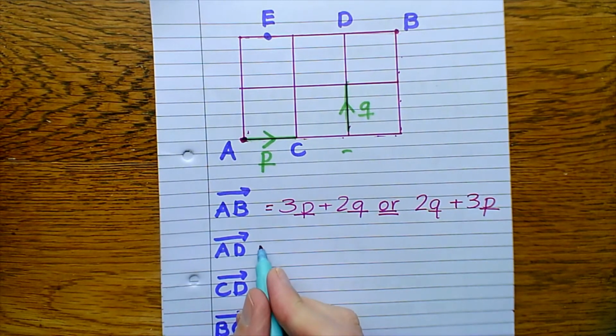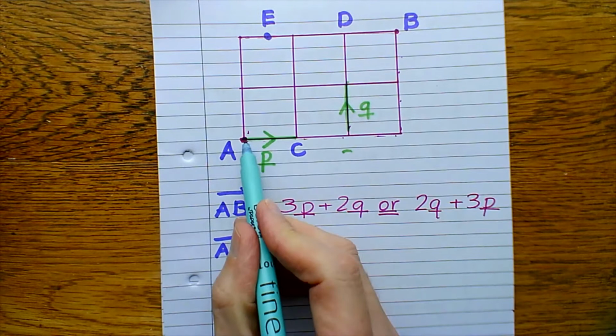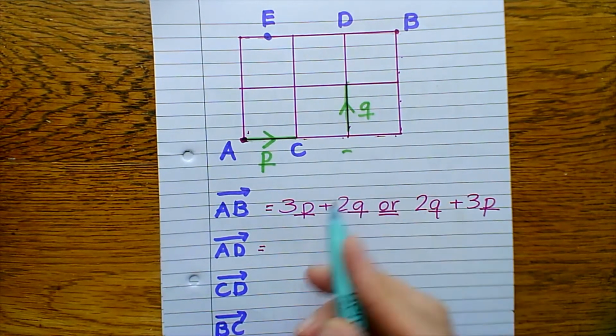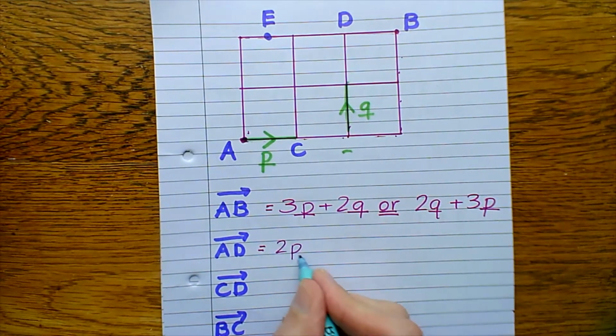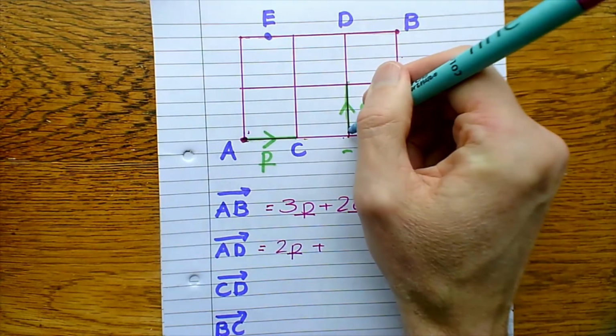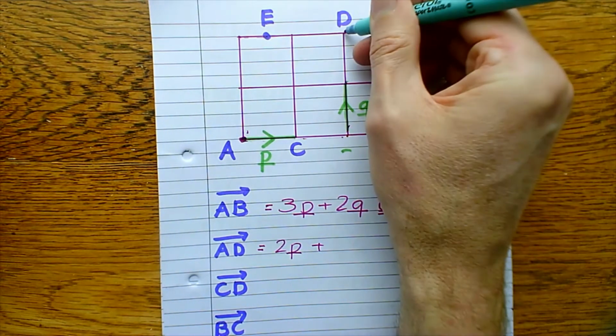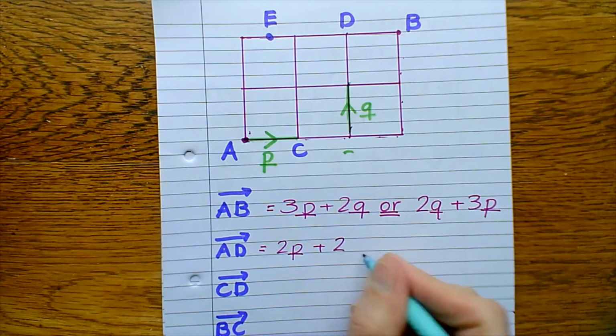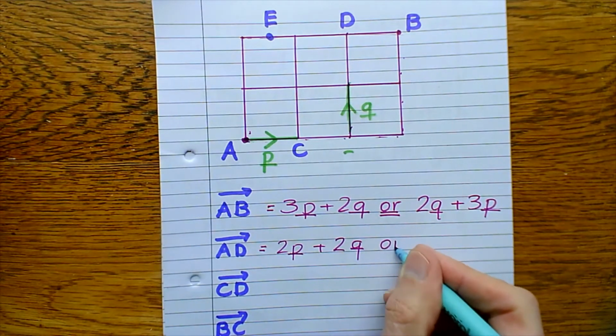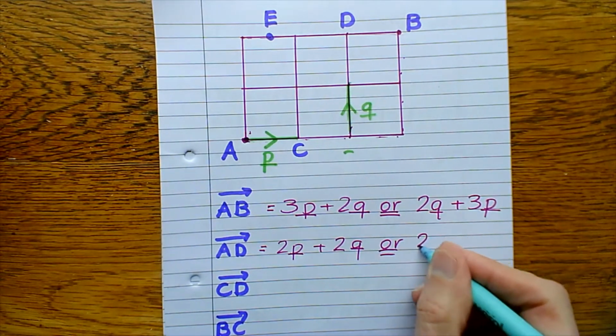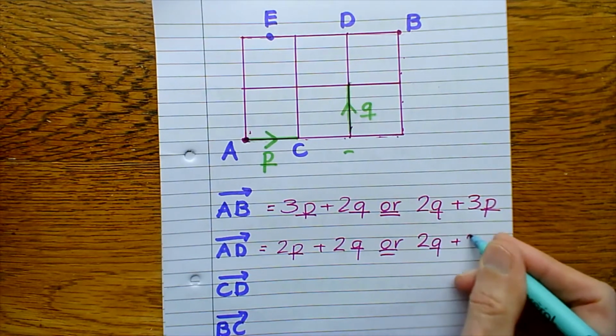You started at A, you finished at B, therefore in vector terms, that's the same journey. Now, this one's asking us, how do you get from A to D? Well, 2 P's will take us along to here, and 2 Q's, Q takes us to there, and another Q takes us to there. So the answer is 2P plus 2Q. Or, if you want to write it the other way around, 2Q plus 2P.